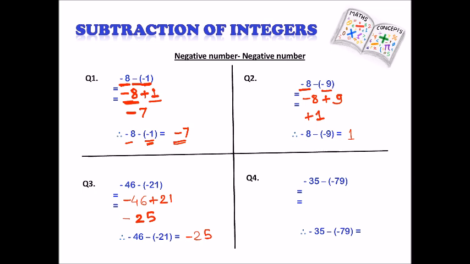Again, fourth example, minus 35 minus minus 79. This becomes minus 35 plus 79. Difference of absolute values is 44, and we give plus sign to the answer because 79 has higher absolute value. Okay, so this was our last case for subtraction of integers.